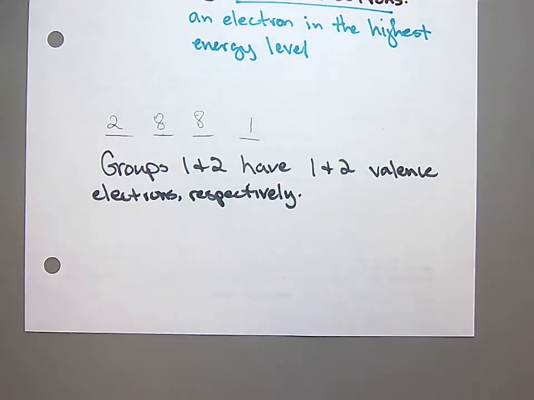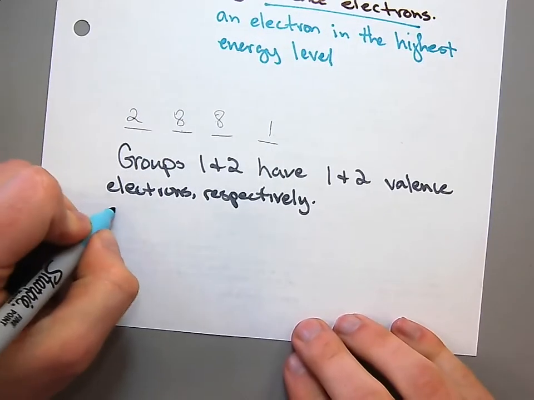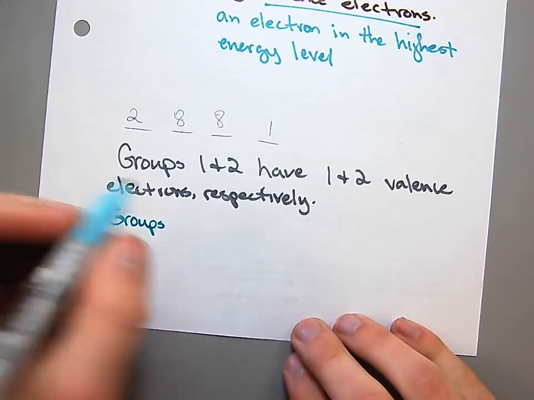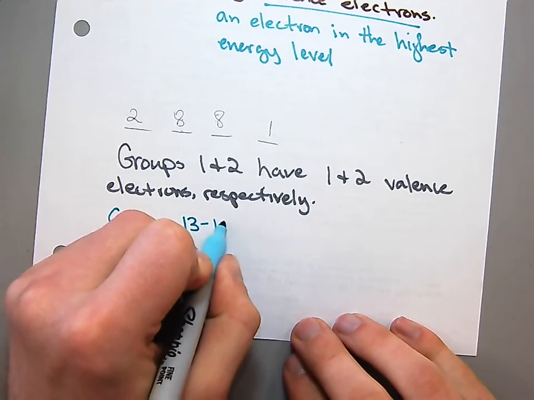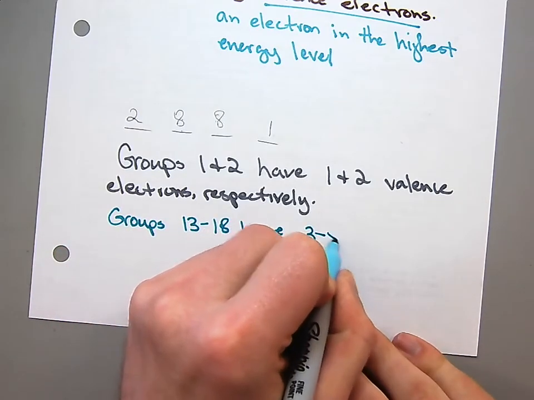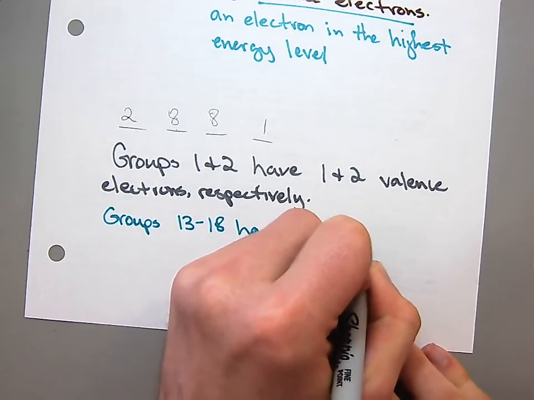So that's the first rule. Groups 1 and 2 have 1 and 2 valence electrons respectively. And then groups 13 through 18 have 3 through 8 valence electrons respectively.